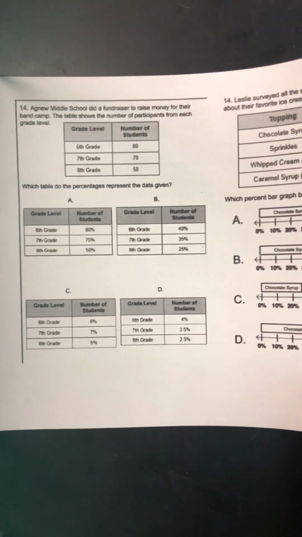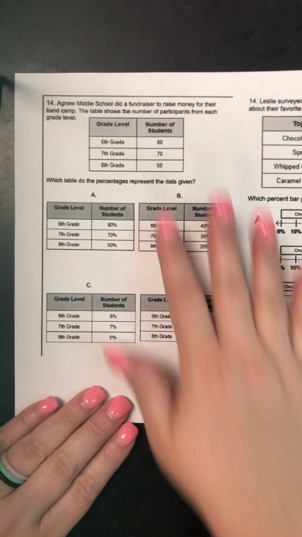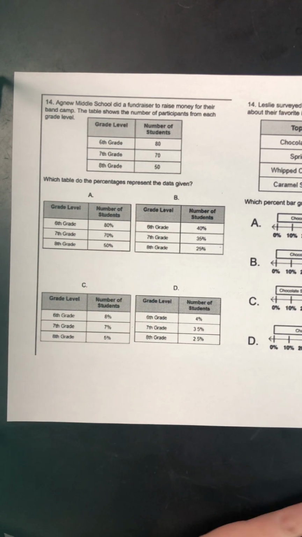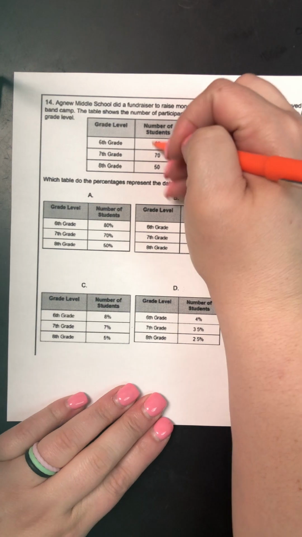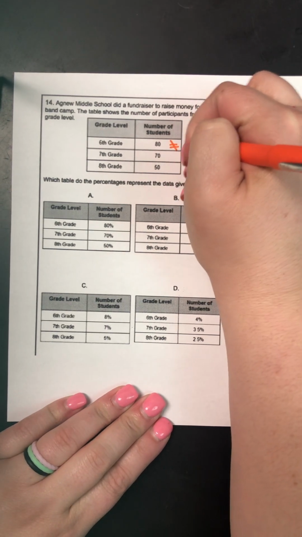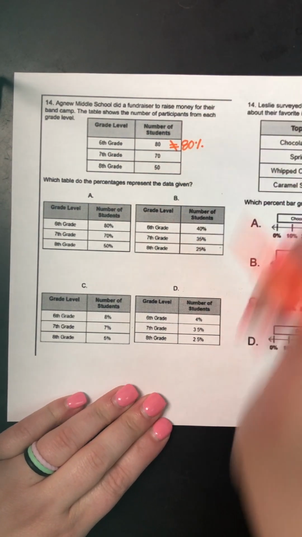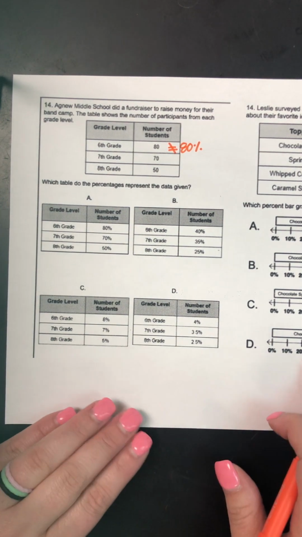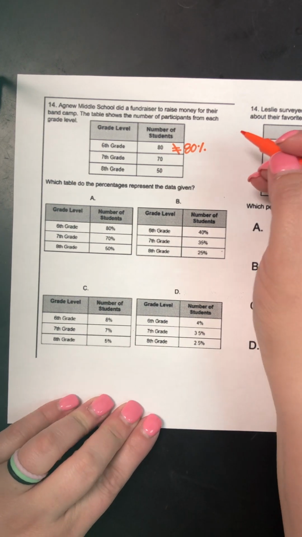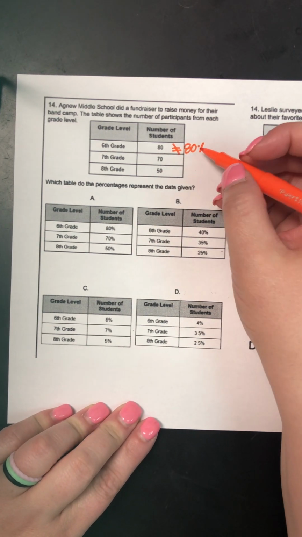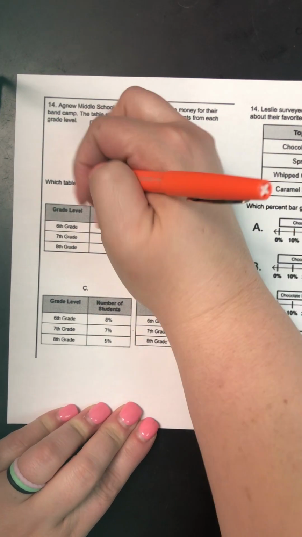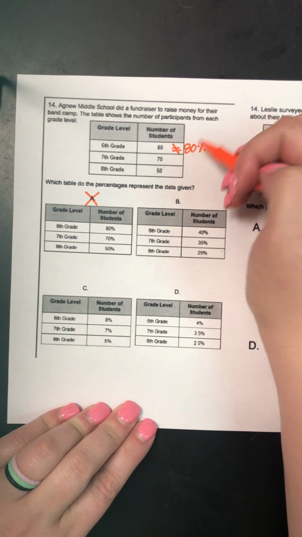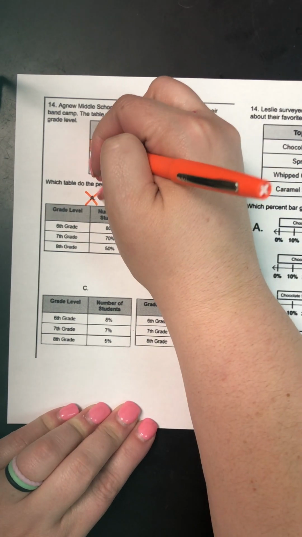Okay, so we're going to quickly talk about what you need to do. When they give you a problem like this, the first thing you need to understand is that 80 students, so 80 sixth grade students, does not equal 80%. Okay, you can't just magically turn a number of students into a percentage. What we have to do is set up a proportion. So I'm immediately going to eliminate answer A because I know that 80 students does not equal 80%. So I'm going to focus on my sixth graders.